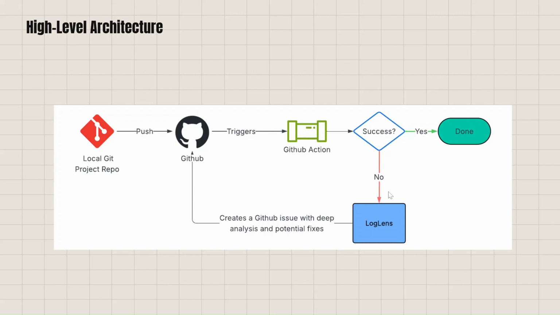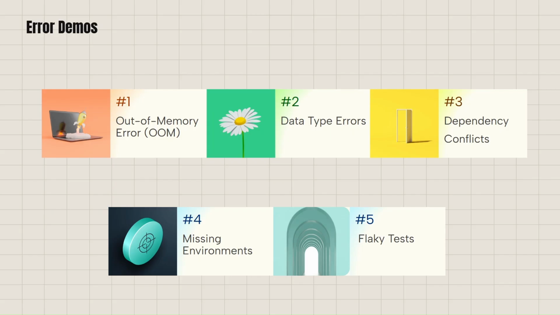If the workflow is not successful, all the logs go through our LogLens plugin, and based on the analysis, LogLens will create a new GitHub issue with the detailed analysis and solutions on how to fix it. This issue will be created in the same GitHub project, and the developer will be able to see it. Now moving on to the demo.